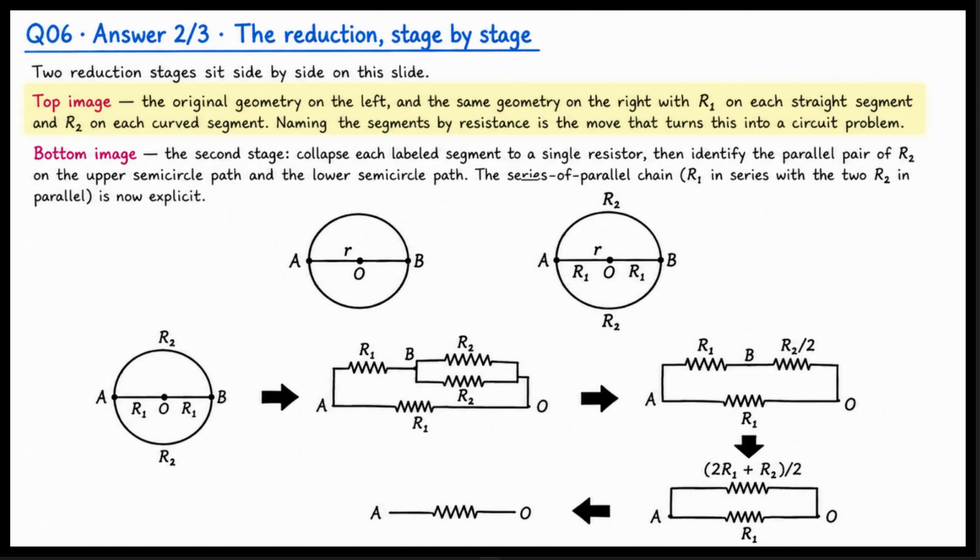The bottom image shows the second stage. Collapse each labeled segment to a single resistor, then identify the parallel pair of R2 on the upper semicircle path and the lower semicircle path. The series of parallel chain, R1 in series with the two R2 in parallel, is now explicit. Notice the visual symmetry between the two top halves. The parallel structure emerges naturally once you label the segments. From here, it's just a textbook parallel formula, which will apply on the next slide.